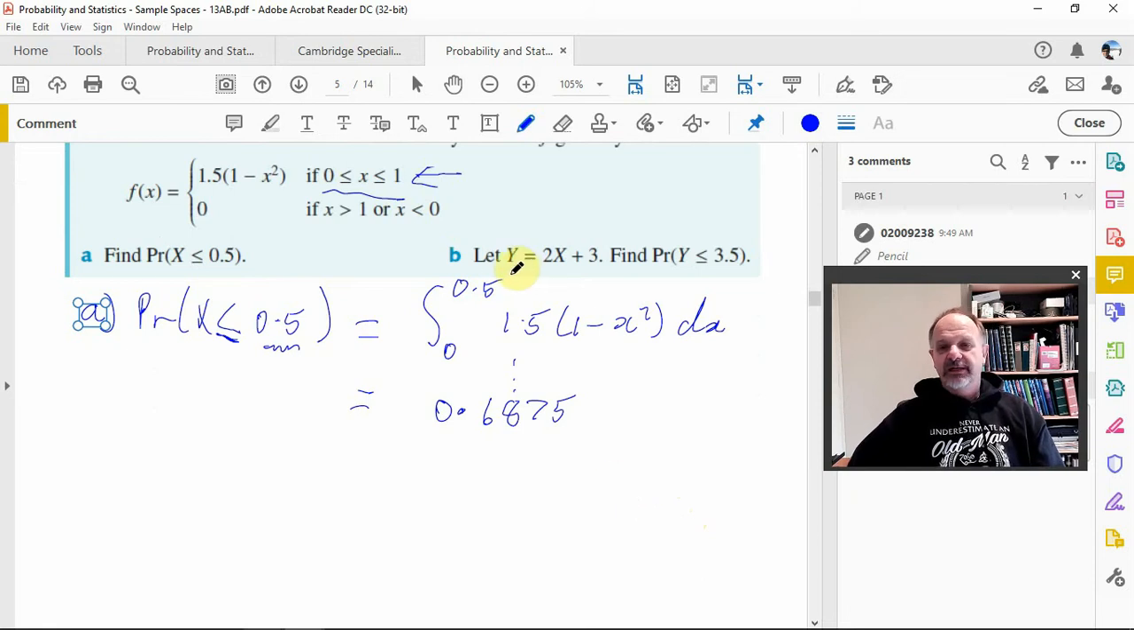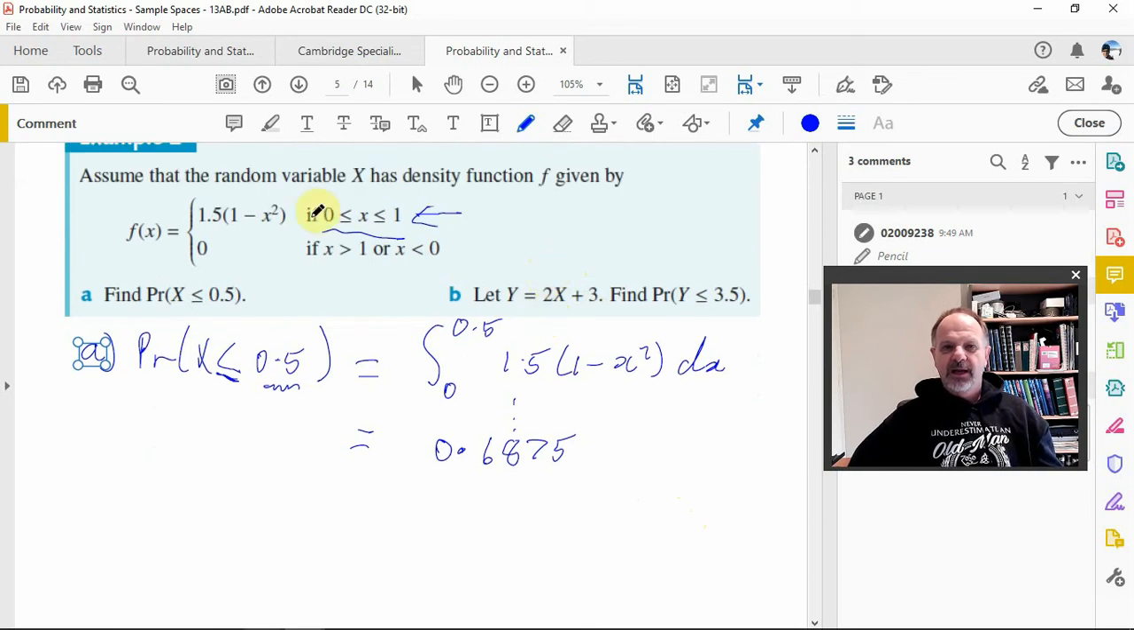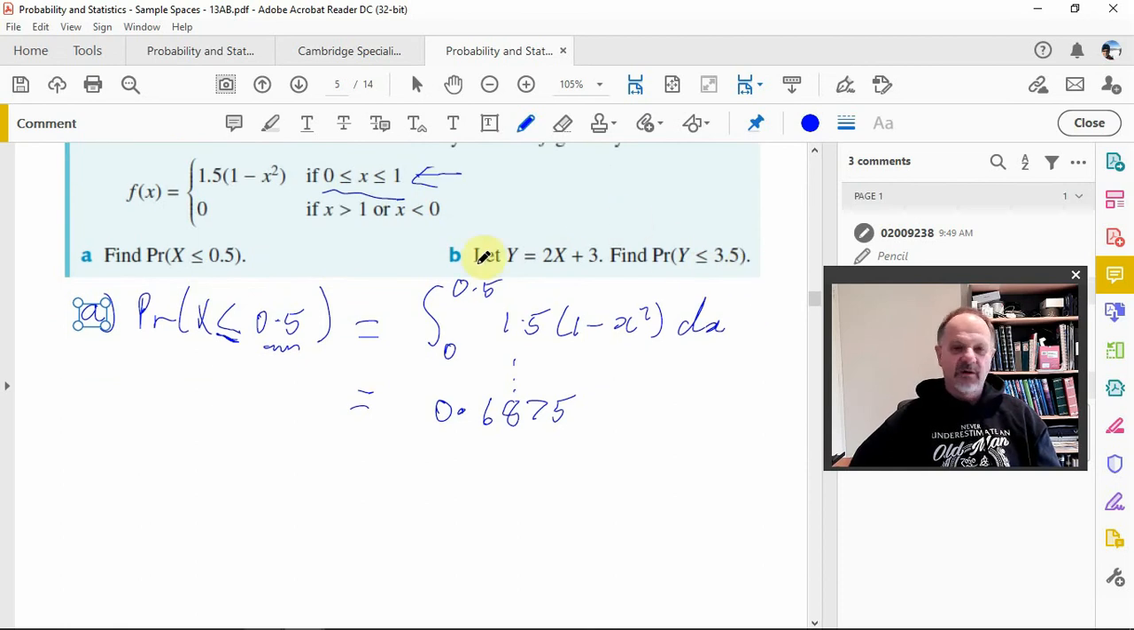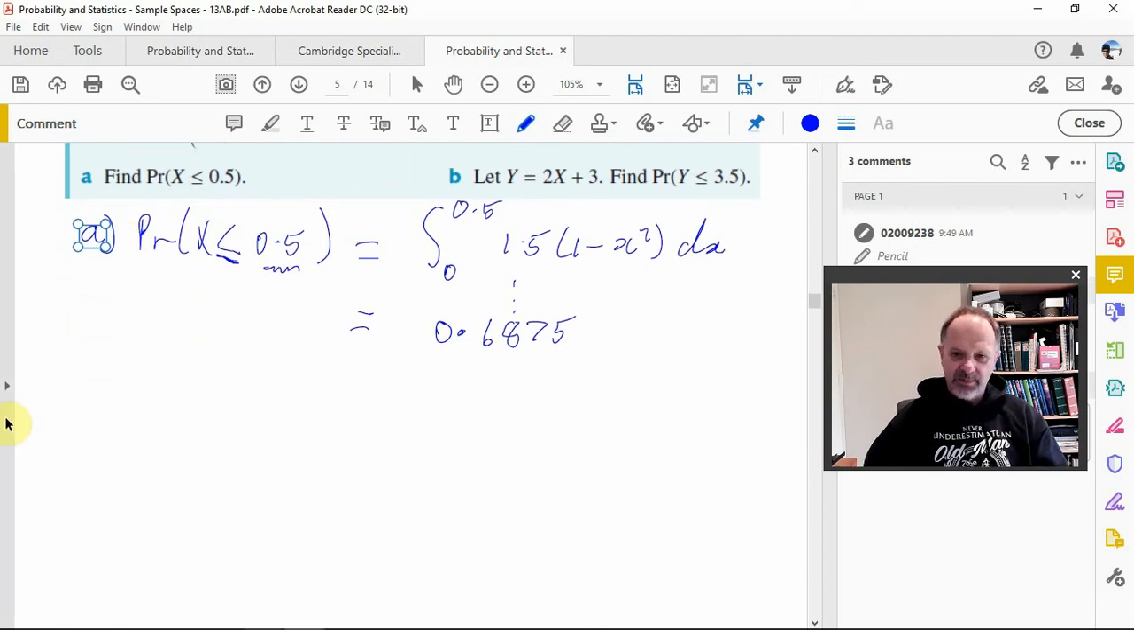Now it says let y be 2x plus 3. So y is some other variable, twice this one plus 3, and we want to find the probability that y is less than or equal to 3.5. Let's have a look at how we might approach this. It would be part B.